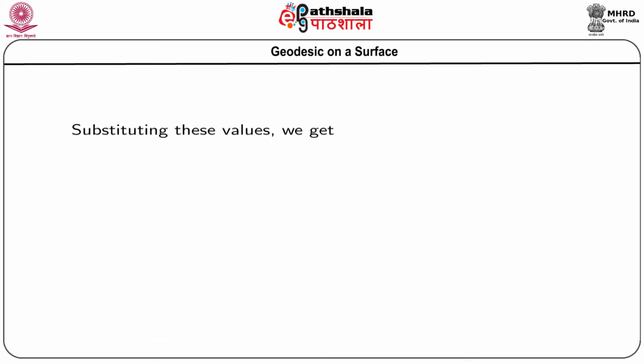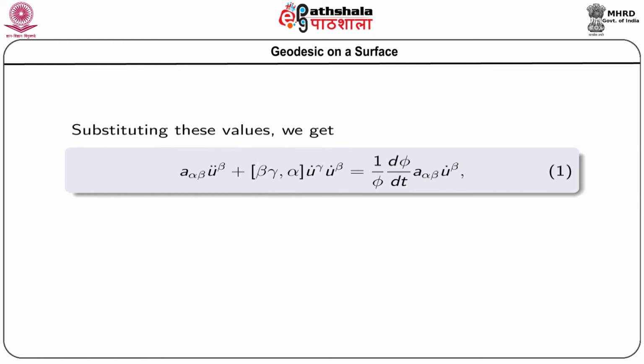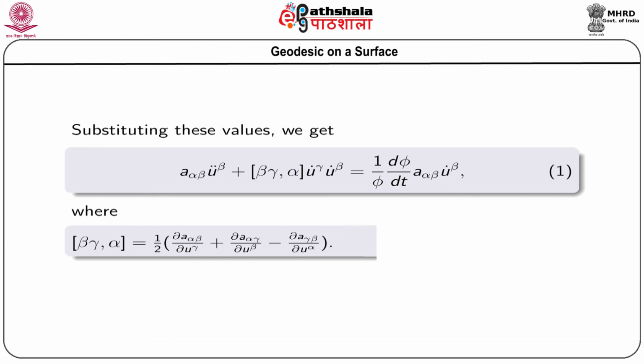Now, substituting these values in the Euler-Lagrange equation, we get this expression: A_αβ u¨^β + Γ_βγ,α u˙^γ u˙^β = (1/φ)(dφ/dt) A_αβ u˙^β, where Γ_βγ,α, the Christoffel symbol of the first kind, is equal to 1/2 (∂A_αβ/∂u^γ + ∂A_αγ/∂u^β − ∂A_γβ/∂u^α).